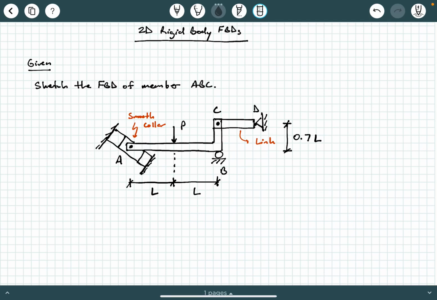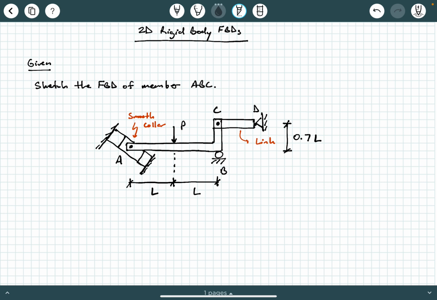Hey everybody, Dr. A here, and in this video we're going to be exploring an example of sketching the free body diagram for a 2D rigid body. So let's go ahead and get started. In the given information, we're being asked to sketch the free body diagram of member ABC.